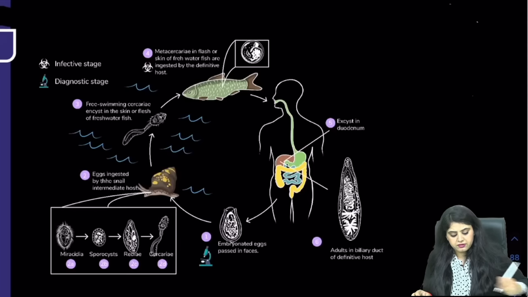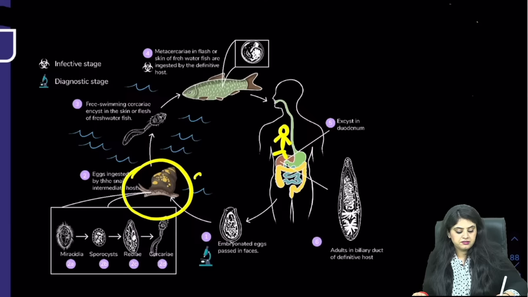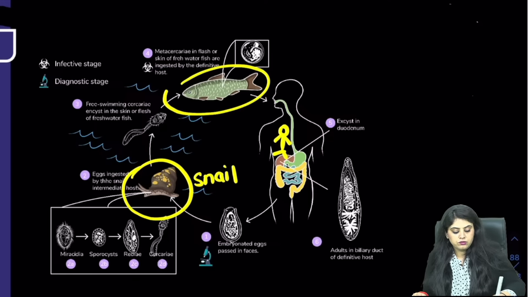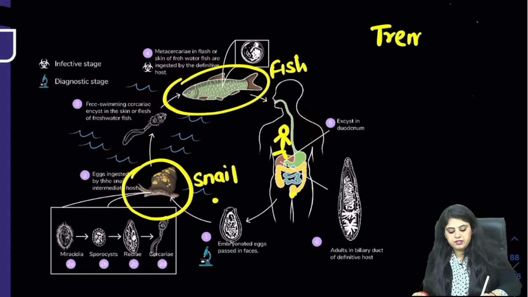Okay, coming on to the next one. Can you identify this? Pick up the host. Kya host hai? This is a nice picture. I can see a human being. Then I can see one snail over here. And I can also see one fish over here. So human being and snail, matlab I'm dealing with trematodes.